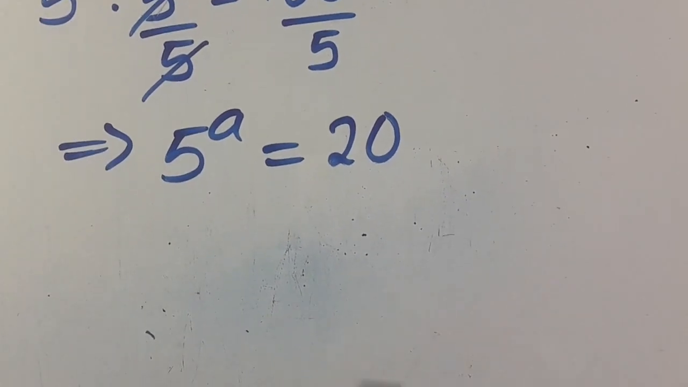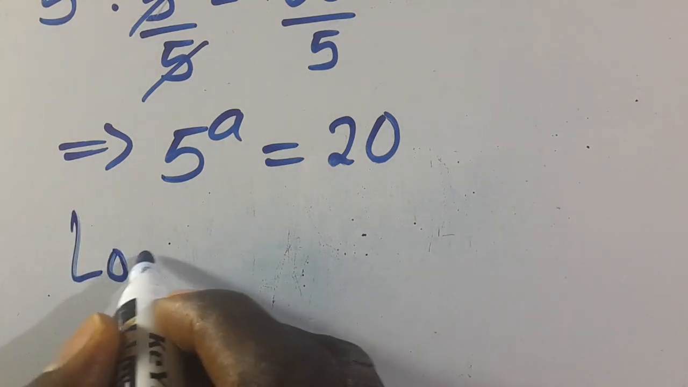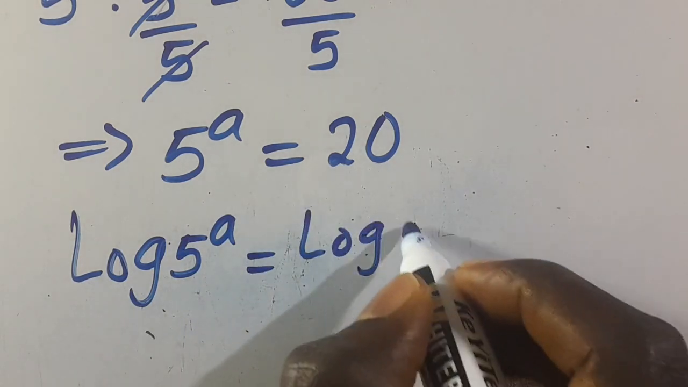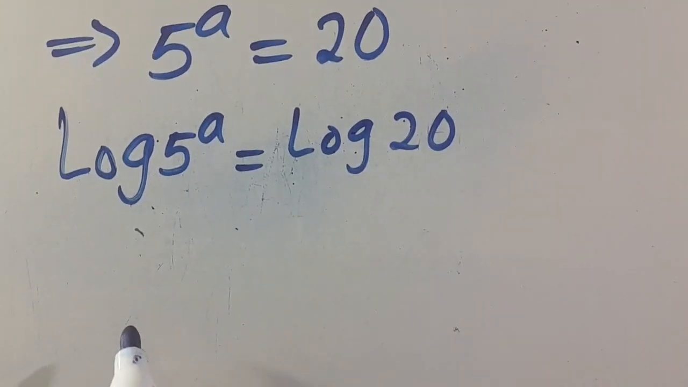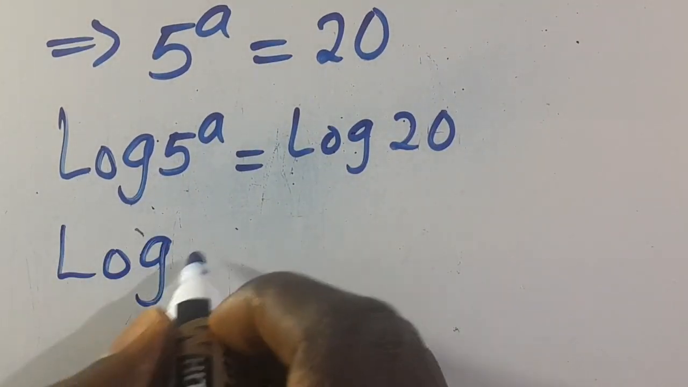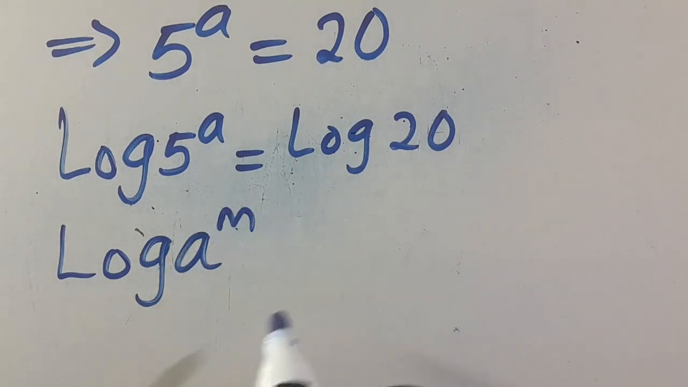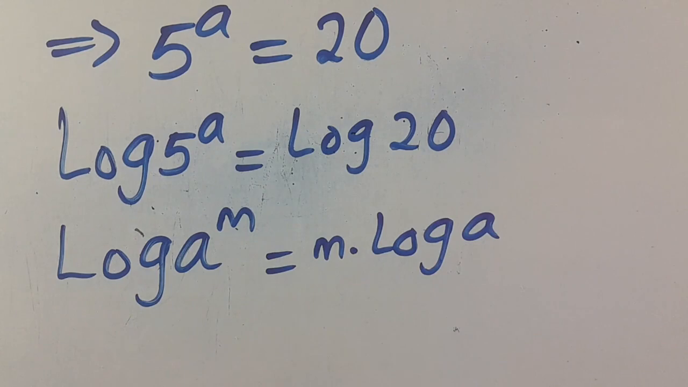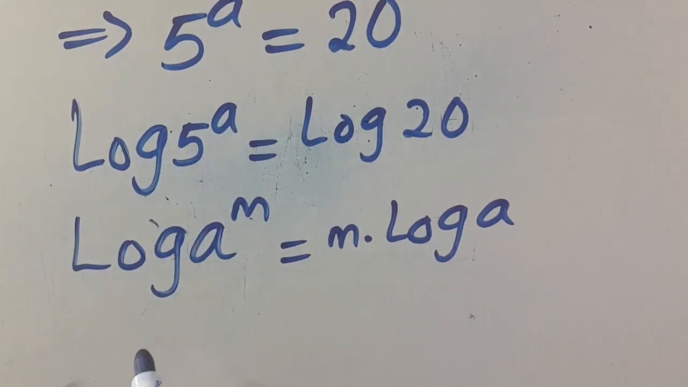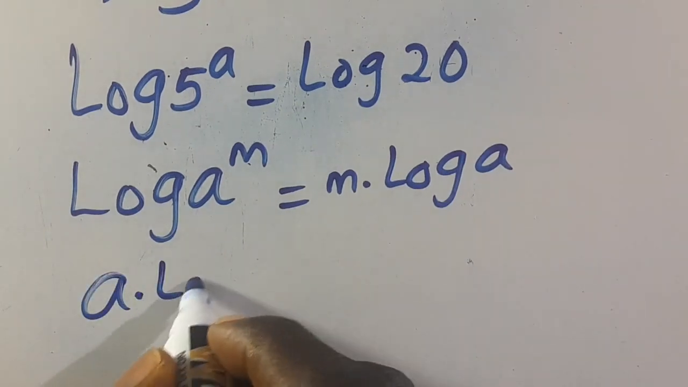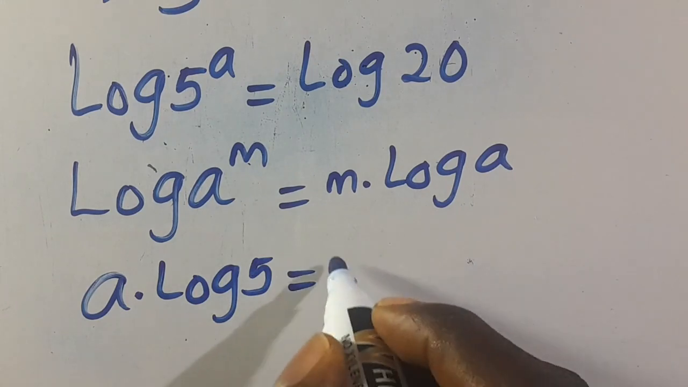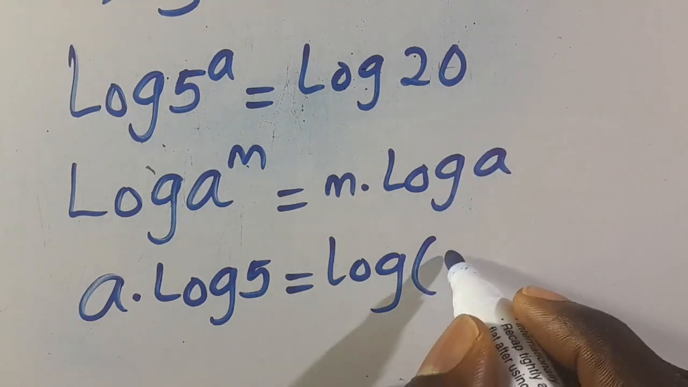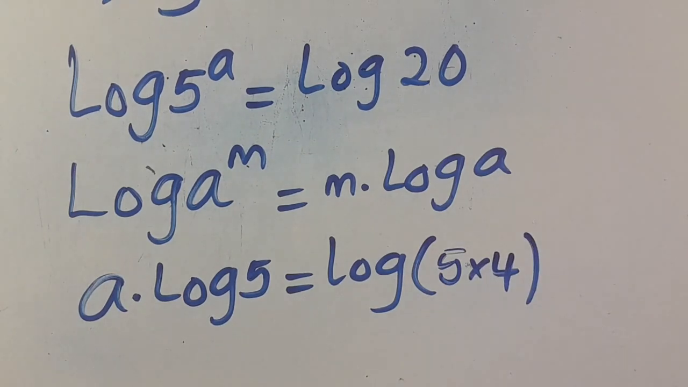Then from here, let's introduce log to both sides: log of 5 to the power of a equals log 20. Recall also, when you have log a to the power of m, this m will come down as m multiplied by log a. So a multiplied by log 5 will equal log of, let's express 20 as the product of 5 times 4.